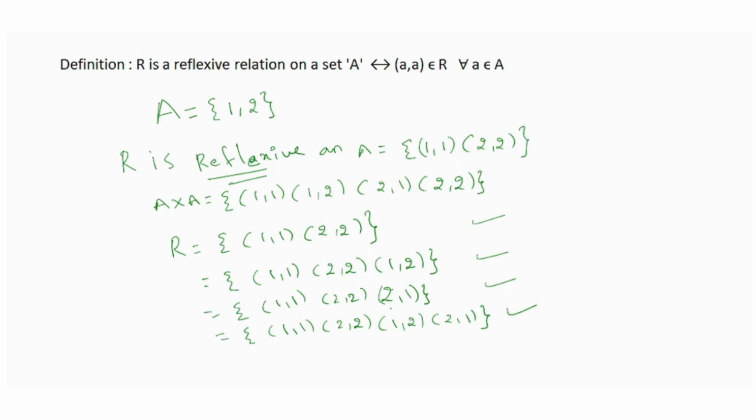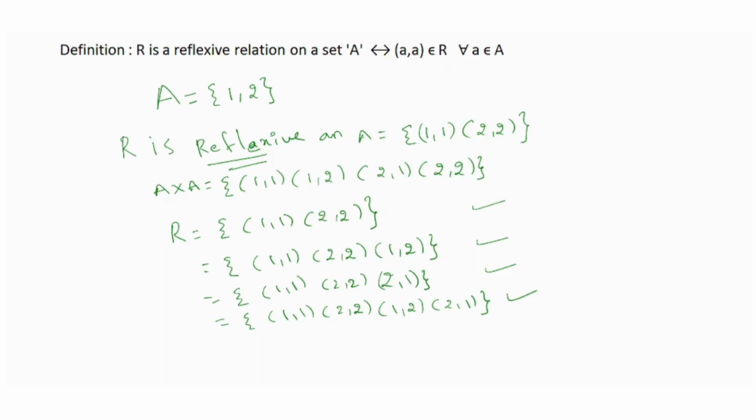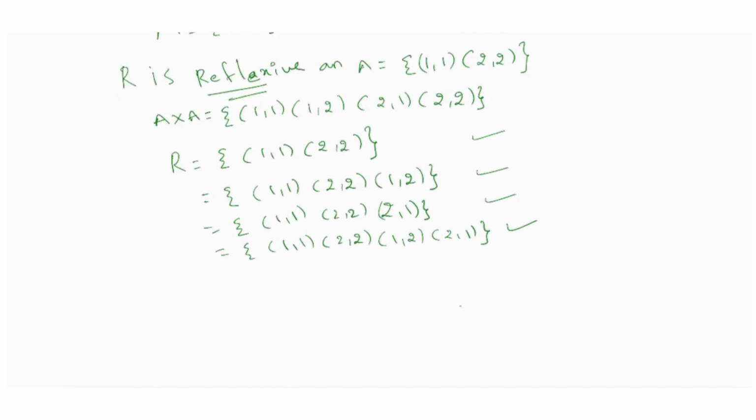Once again, let us recollect: a reflexive relation means every element has its own image. Such a relation defined on the set we call a reflexive relation. Now let us derive a generalized formula. Suppose A contains n elements: 1, 2, 3, and so on up to n. So A contains n elements.